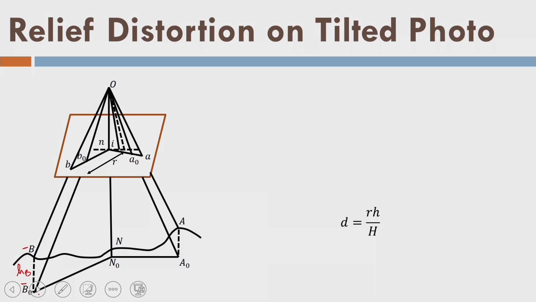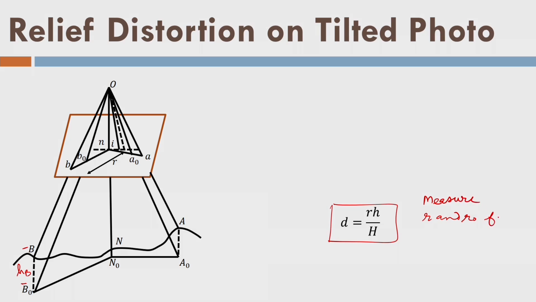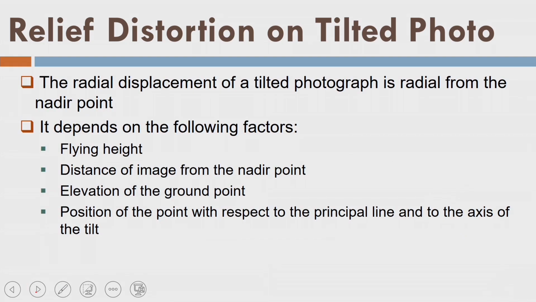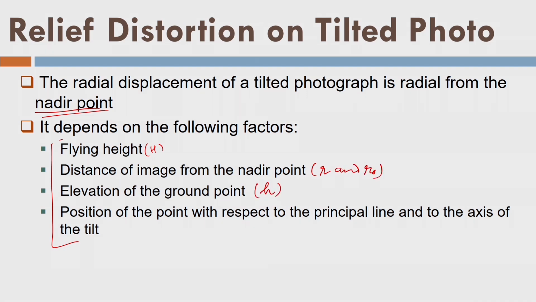This distance is R. This equation is still applicable if I measure the R and R0 from the nadir point and not the principal point. So, I can write this expression also. So, finally, the radial displacement of a tilted photograph is radial from the nadir point and not the principal point, that you should remember, and this depends on these factors, r and r0 here, small h, and let's put the principal line, so that is x dash and y dash.